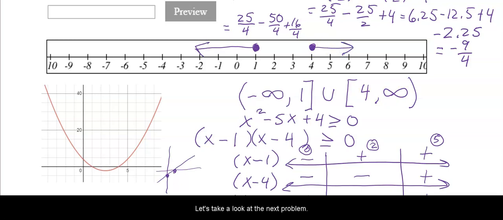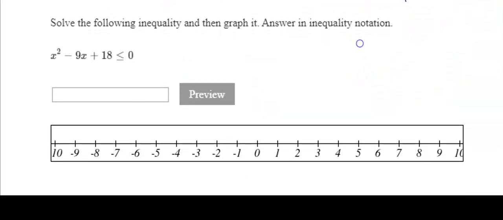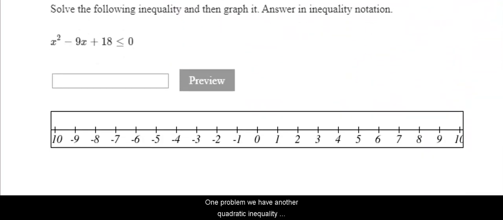Let's take a look at the next problem. In this problem, we have another quadratic inequality, which we need to solve. In this case, it is supposed to be less than or equal to 0, which means the y value can either be 0 or negative. In this case, I'm going to do it strictly by the algebra. If you want to put the graph into Desmos and see if it meets our expectations, you can do that now.